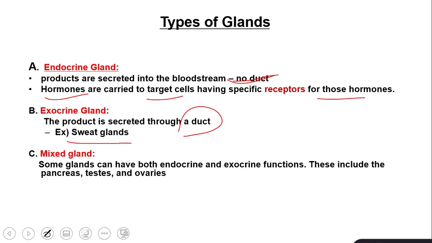A mixed gland is the one that has both endocrine and exocrine components. For example, the pancreas is endocrine because it produces insulin, which is a hormone. And it is also exocrine because it produces enzymes for digestion through a duct. The testes and ovaries are both exocrine because they produce sperms or eggs through a duct system, and they are endocrine because they produce the sex hormones directly to the blood.